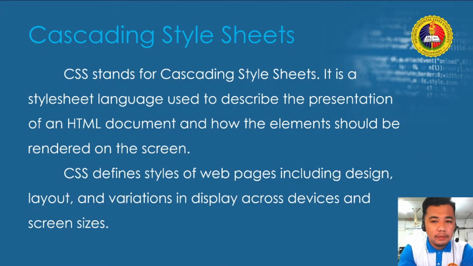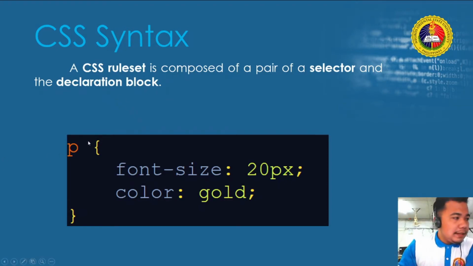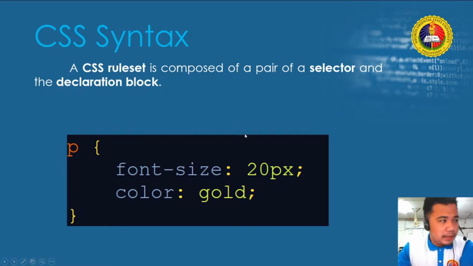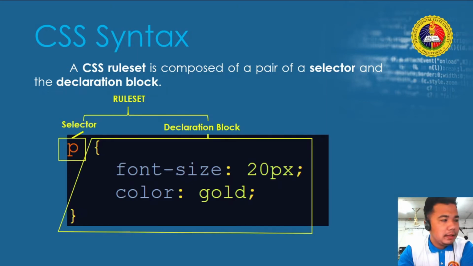Those are called responsive websites. More of it will be discussed in our future lessons. Okay, again, this is just another review. This is CSS syntax. This is an example of a CSS rule set. A CSS rule set is composed of a pair of the selector and the declaration block. So this is the rule set. It includes the selector and the declaration block.